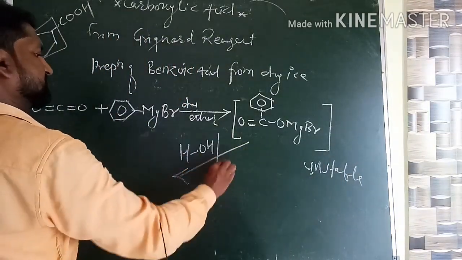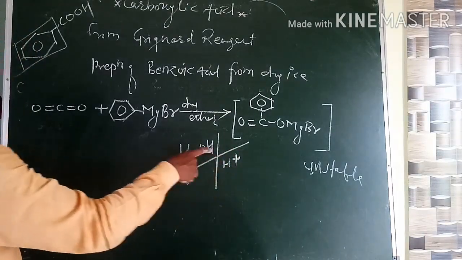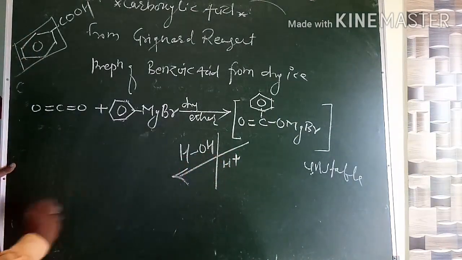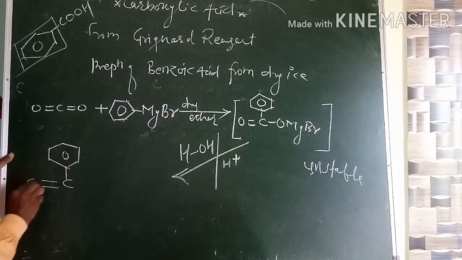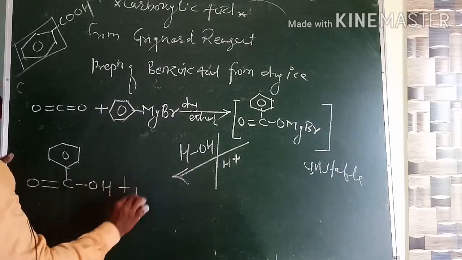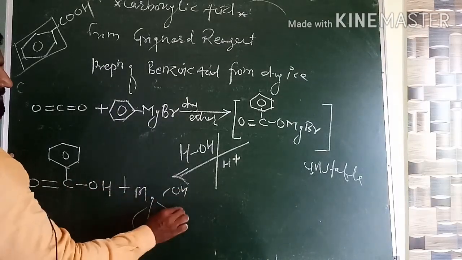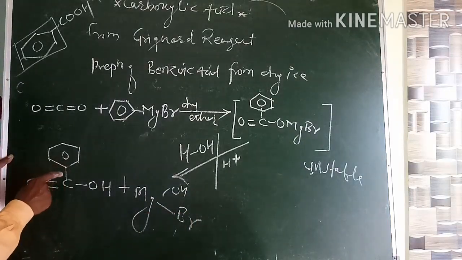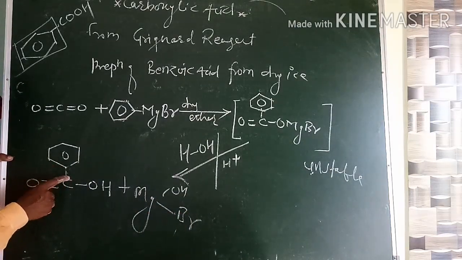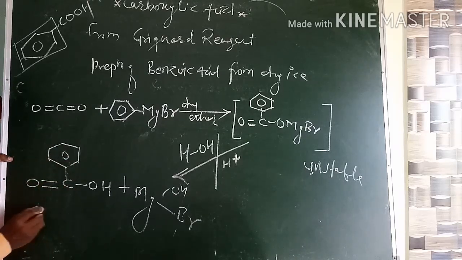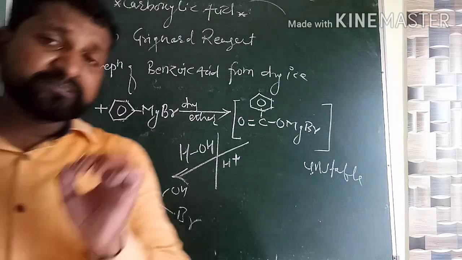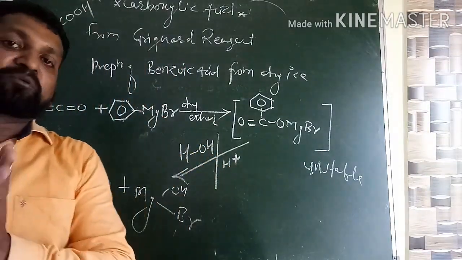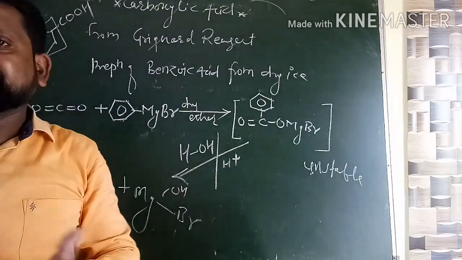Done. How is it? Unstable, which undergoes acid hydrolysis. H plus stands for acid and water. Therefore, here we will get plus MgOH Br. Did you identify this? Benzoic acid. So in this way, the methods of preparation of carboxylic acid, whether it is aliphatic or aromatic, is over.